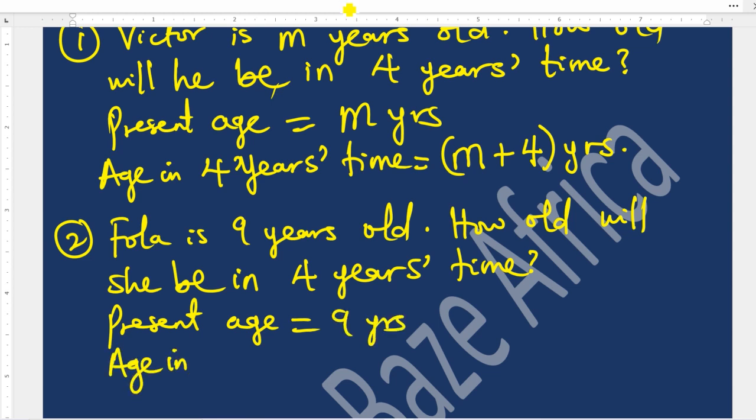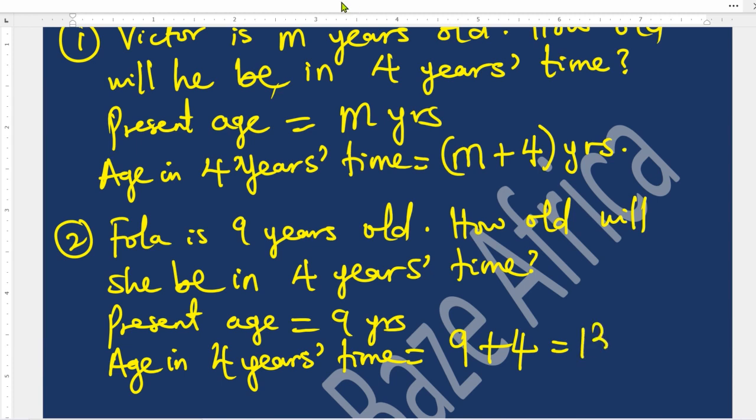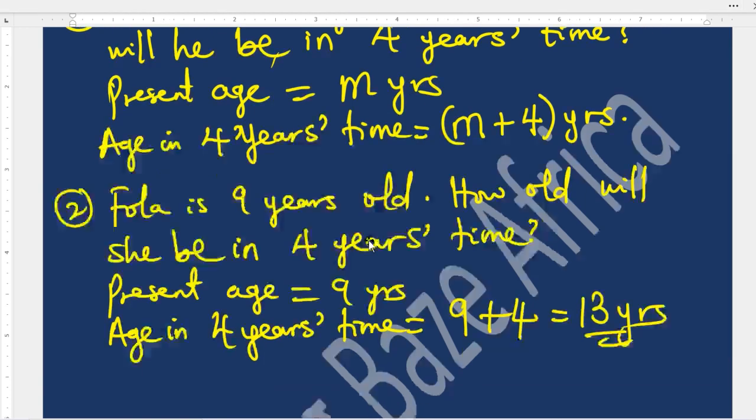Age in 4 years' time. It means we add 4 to her present age, which is 9. So 9 plus 4 is equal to 13, which means in 4 years' time, Fola will be 13 years. That's in 4 years' time. It's yet to come. Now look at the next example.